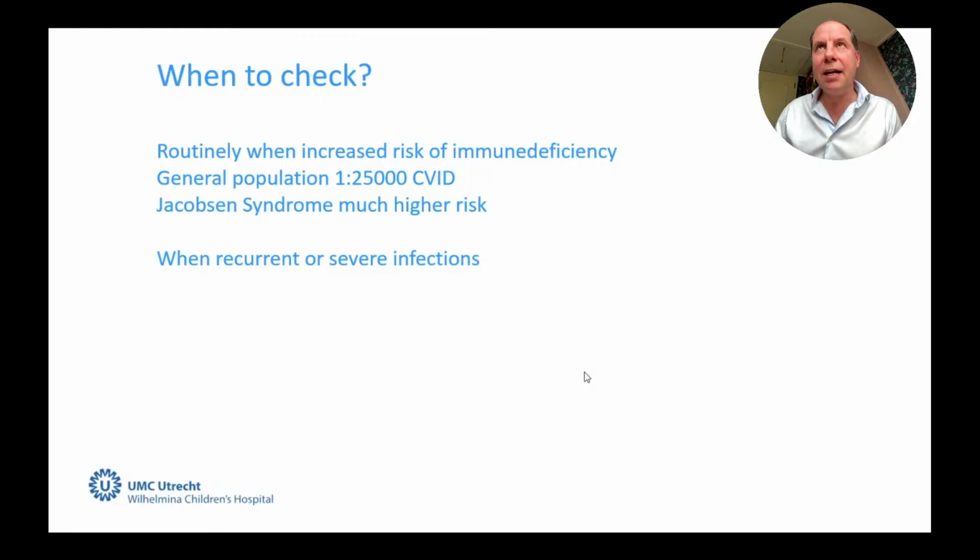And when to check? I think if you have such a high risk of immune deficiency, it's defendable to test everyone to see if their lymphocyte numbers are okay, to see if their immunoglobulin levels are okay, and to do that every so many times to monitor if it stays all right. If you have a lot of infections, recurrent or severe infections, that's a direct indication to check in the Jacobsen group where you have such a high risk of immune deficiency.